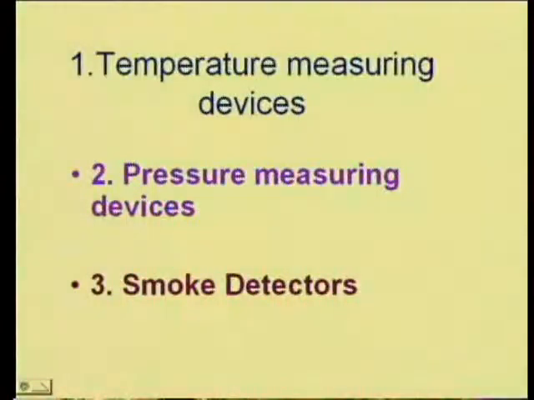So we are limited to these two only, but there are a lot of things, electronics as well as optical, and so many things are there, but we are limited to mechanical and electrical. Now we have a lot of devices and instrumentation based on mechanical as well as electrical. But what are the things that we are going to discuss today? We are going to discuss temperature measuring devices, pressure measuring devices, and smoke detectors.